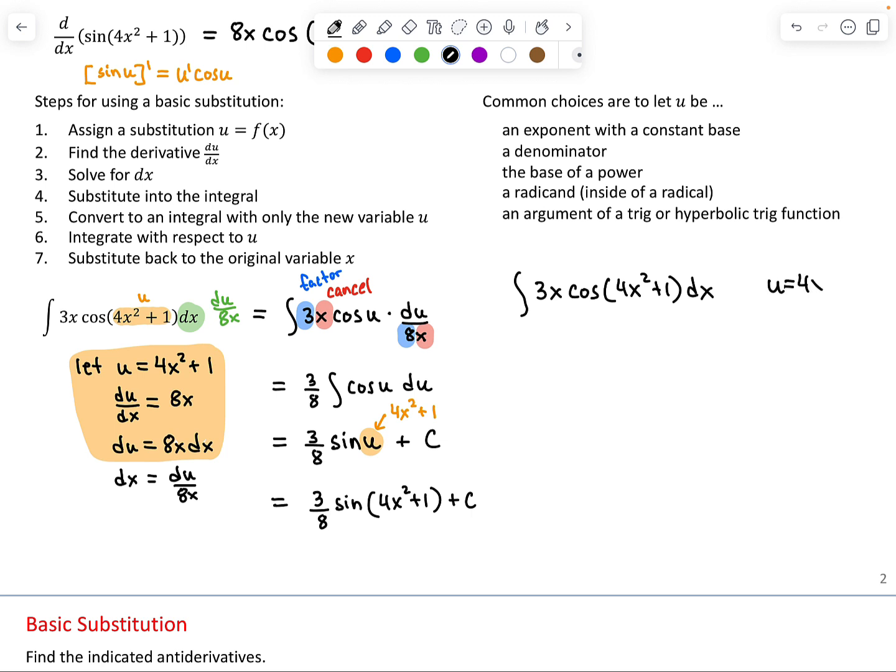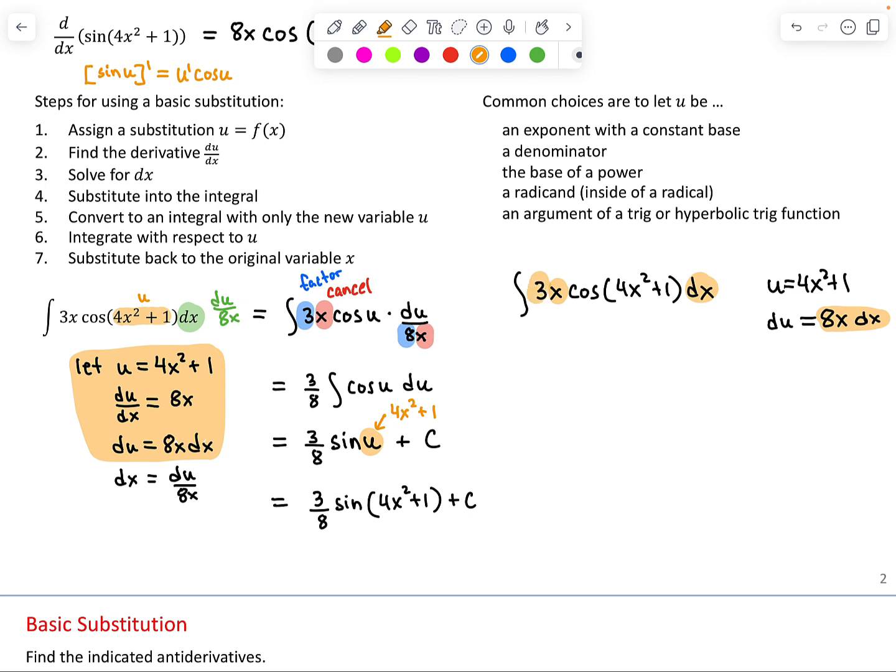I'll still do these first 3 steps. So u will be 4x squared plus 1. So du dx is 8x, and in the same step I'm just going to put this dx over here. I still want to do substitutions, but I'm going to take a slightly different approach. What I want to do is construct this statement in my integrand. Well, notice the x is already present, and so is the dx, but I need an 8. Currently, I have a 3.